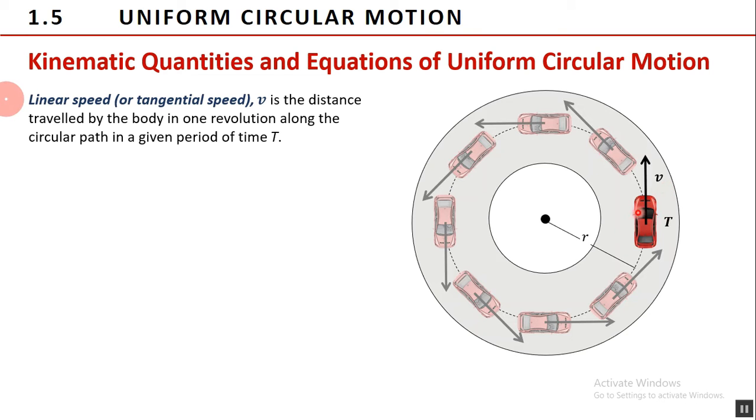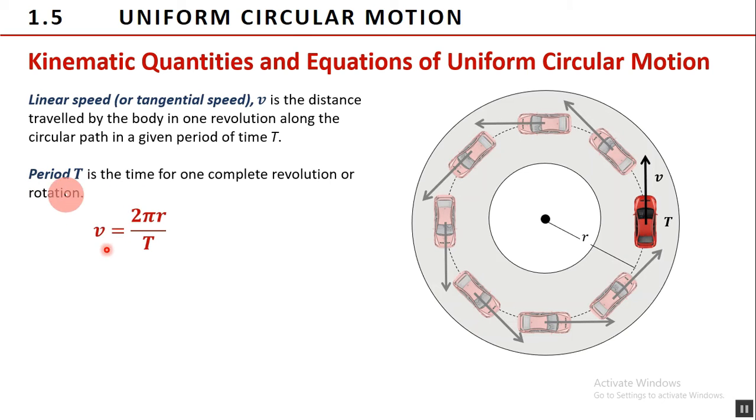The distance traveled by an object to complete one revolution along a circular path with radius r is equal to the circumference of that circle, 2 pi r, and the time it takes to make one revolution is called the period T. Hence, linear speed v is expressed as 2 pi r divided by T.